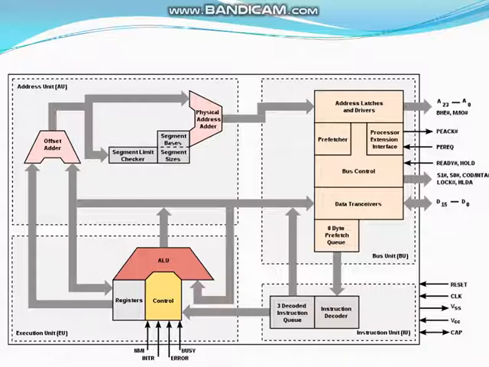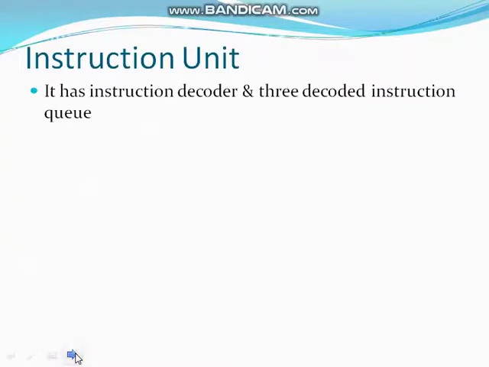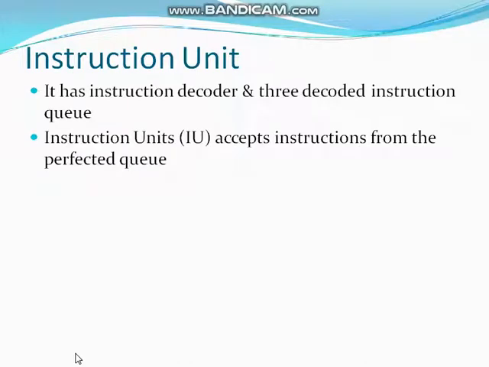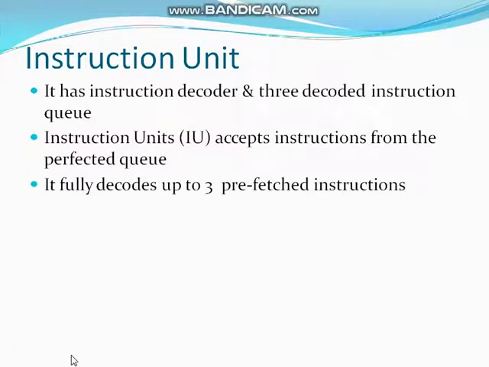Now the next job is the instruction unit. It contains two blocks, and those are nothing but the instruction decoder and the instruction decoder queue. So here it has a three-instruction decoder queue. It means, again like your instruction queue, it will decode three instructions in advance. So that's why the processor has three instructions in advance to execute.